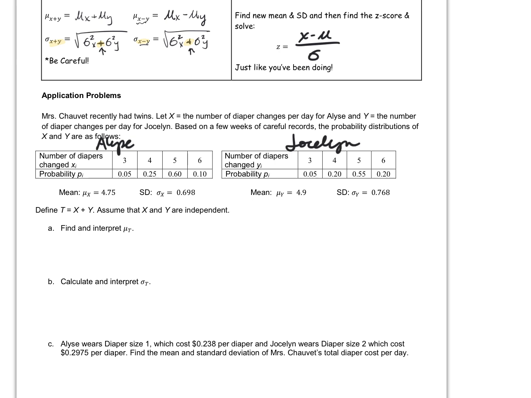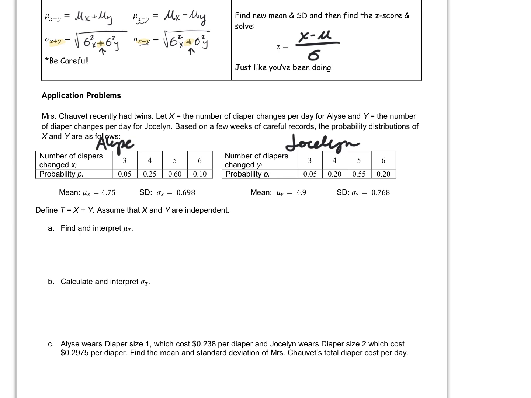So there's the mean and the standard deviation of Elise's diaper changes and Jocelyn's. You can see them there. Define T as X plus Y. Assume that X and Y are independent. They have to be independent for all this to work. You can't do that standard deviation thing if the events are not independent.